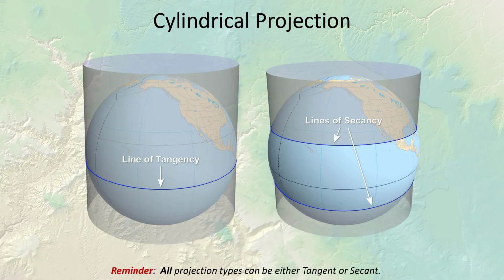Now, a quick refresh, tangency versus secancy. A tangent projection is where the projection surface just touches the surface of the planet. Secant projection is when it intersects the planet. And here I want you to see that cylindrical projections, just like conic projections, can have tangent and secant versions.